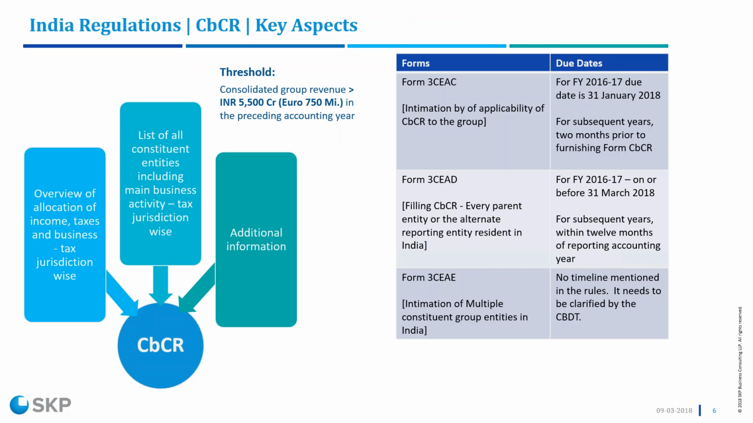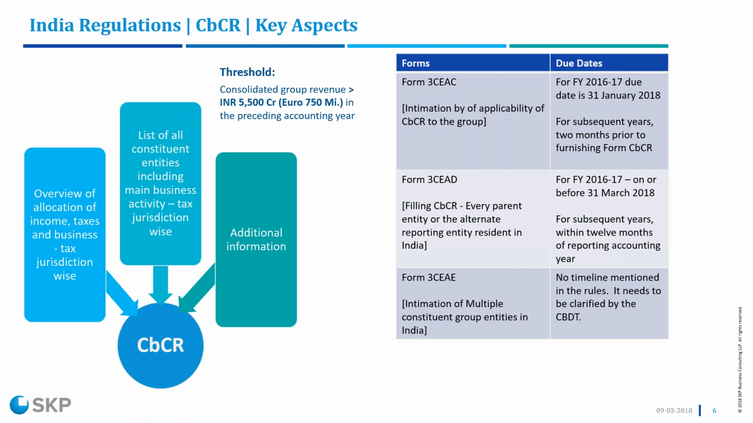The CbCR, as I mentioned, the threshold is 750 million euros or 5,500 crores in Indian rupee terms. It provides a very quick and a very broad overview in one Excel sheet of the group's key financial information in terms of the sales revenue, the profitability, the number of employees, the intangibles, etc. The idea is for the tax officer to be able to look at all the information in one go.